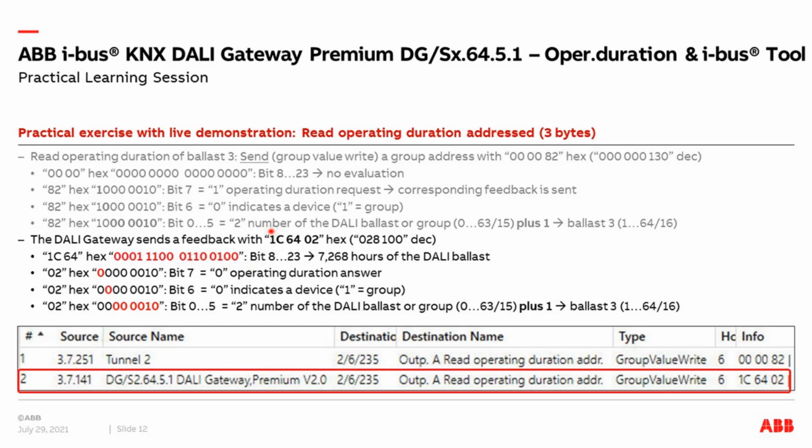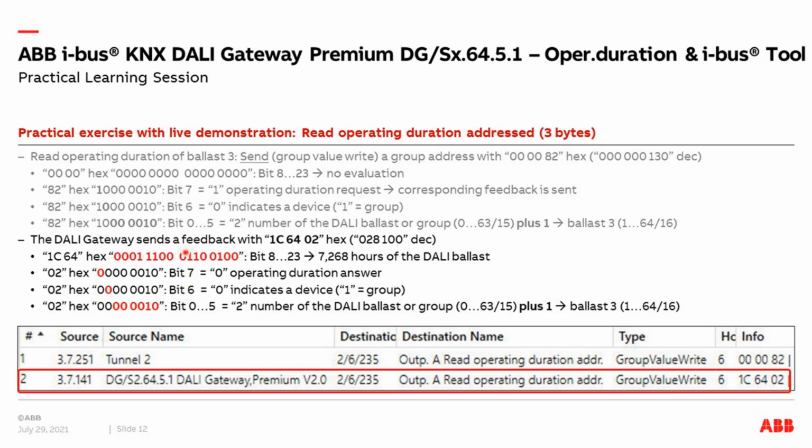The gateway knows, okay, the first bit was a 1, so it will respond again with the same group address. And then in bit number 7 we have the information that it is an answer. Bit number 7 here is 0. The next bit is the same as before, 0, which gives us the information that this is a ballast. And here we have the address of the ballast. So this is exactly the principle.